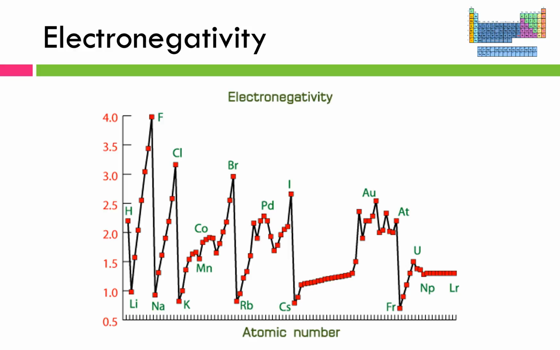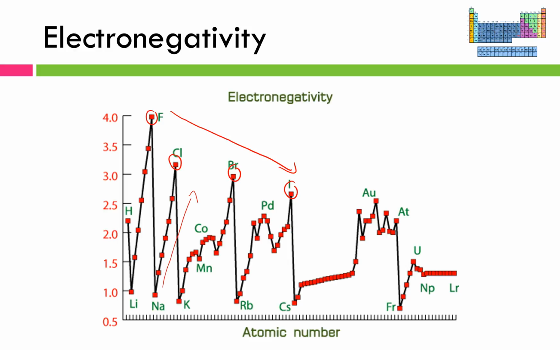We've got another graph for you to help you visualize what's going on with electronegativity. I'll circle all of the group 17. There we go. As you move down the group, electronegativity is decreasing. And as you go across the period, you see electronegativity increasing.